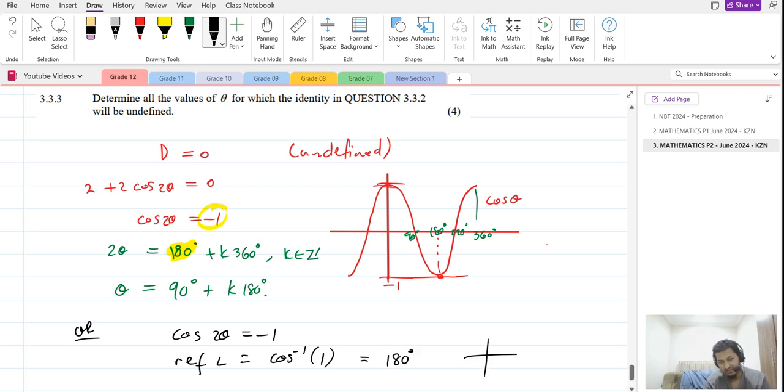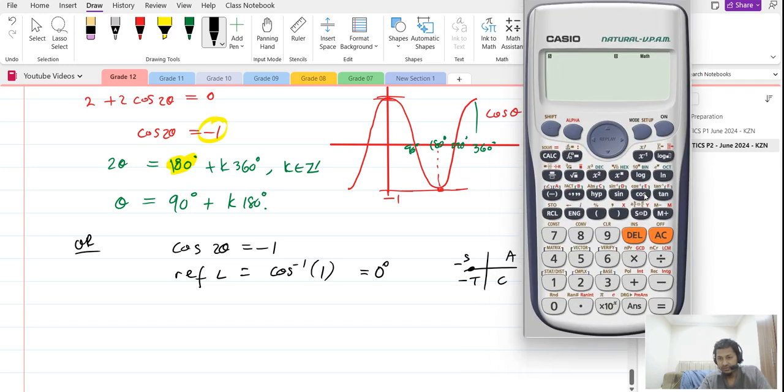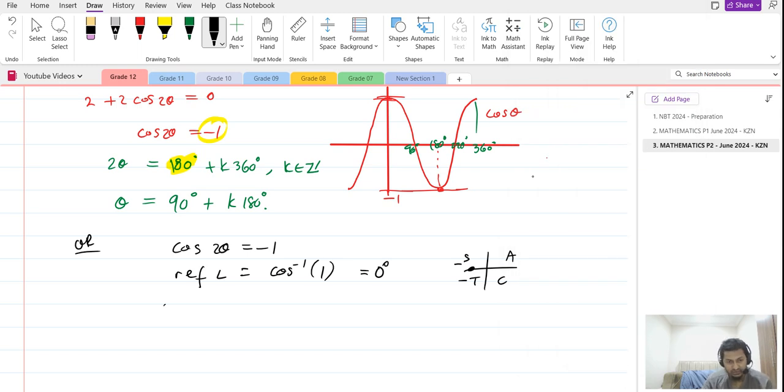Now you can ask yourself the question, where is cos negative? Cos is negative in the second and third quadrant, and you can see it's like 180 minus the reference angle. You will get 0 degrees because cos inverse 1 is 0. Let's check. Shift cos 1. Yeah, the answer is 0. So you're going to get 180 minus 0 or 180 plus 0. Just do the quadrant 2 solution.